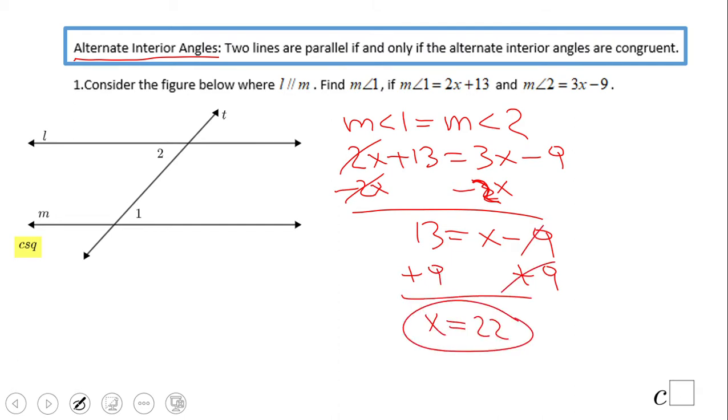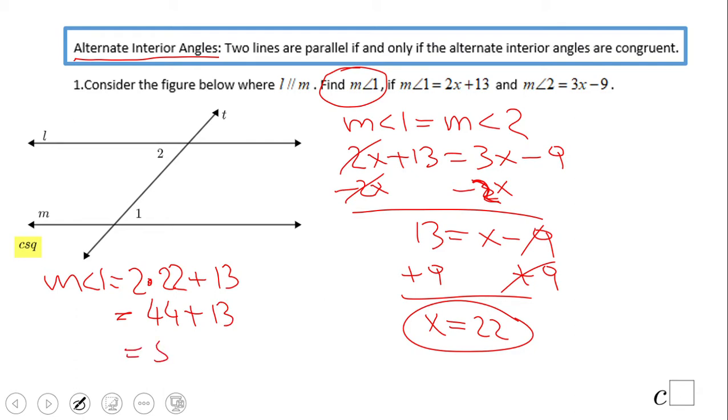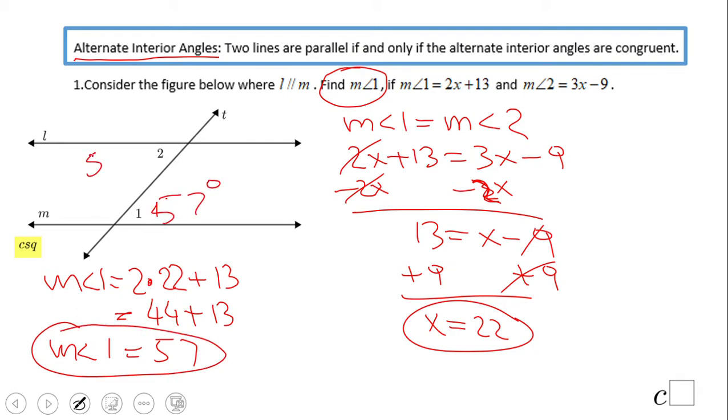22. Now we have to find the measure of angle 1, so we're going to substitute 22 into the measure of angle 1, which is 2x plus 13, so 2 times 22 plus 13, that is 44 plus 13, that means the measure of angle 1 equals 57 degrees. So if angle 1 is 57, that means the measure of angle 2 is 57 because alternate interiors are congruent.